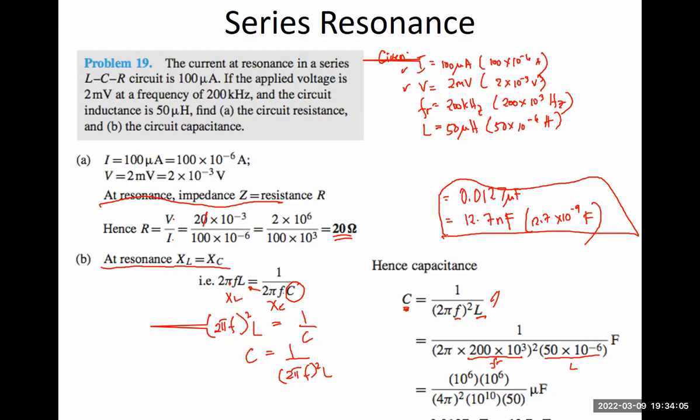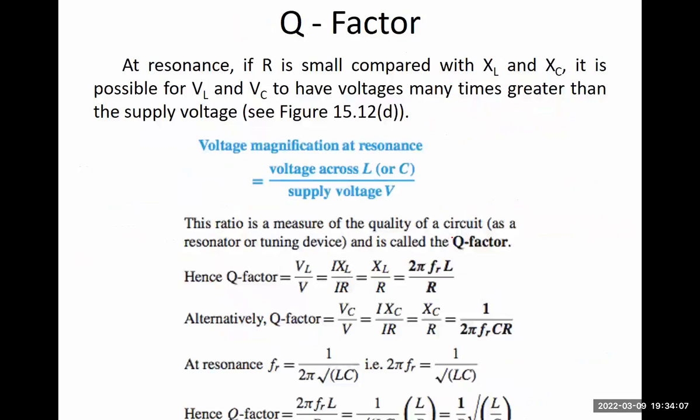So let's talk about now Q factor. So what is now the Q factor? At resonance, if R is small compared with XL and XC, so nakita natin dyan, no? If R is small compared with XL and XC, it is possible for VL and VC to have voltages many times greater than the supply voltage. And that is what we call the voltage magnification at resonance.